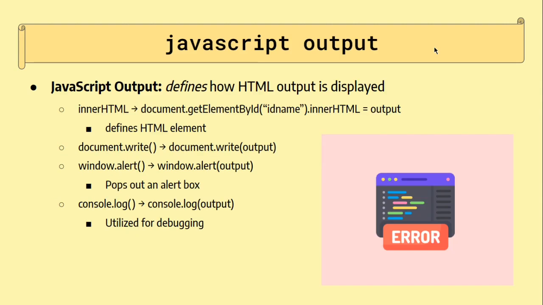Now we are going to go over output and comments in JavaScript. Some ways to define HTML output include innerHTML, which defines the HTML element, document.write, which writes to the website directly, window.alert, which pops out in the alert box, and console.log, which is utilized for debugging.